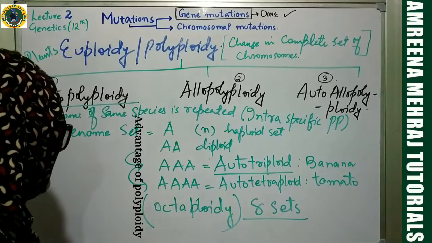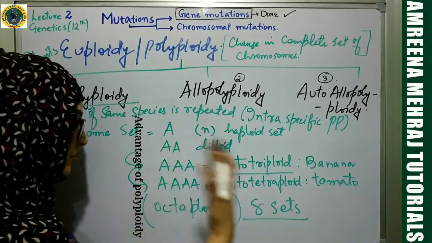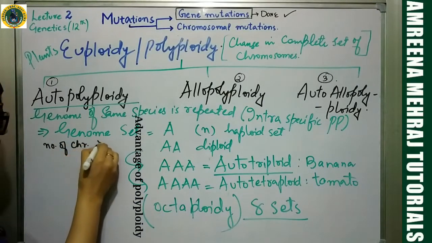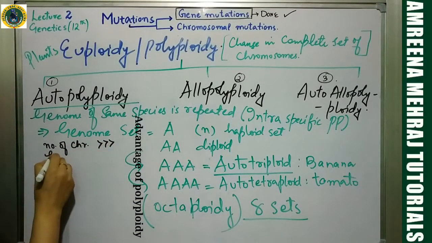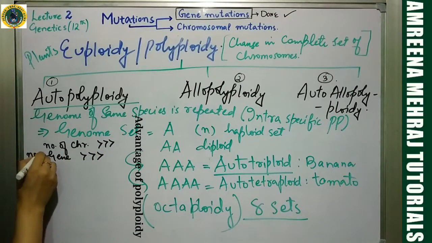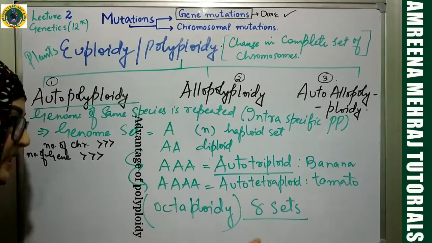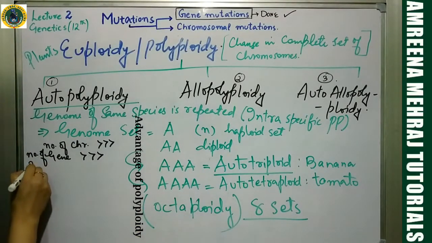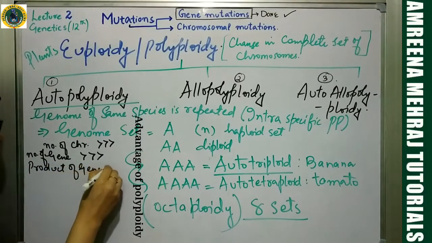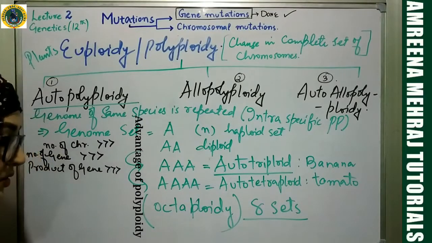If an organism is having 2 sets of chromosomes, when the number of chromosomes increases, can't we see the number of genes is also increasing? When the number of genes increases, can we say that the product of the gene will also increase? I mean to say the proteins. The end product of the gene will also increase.